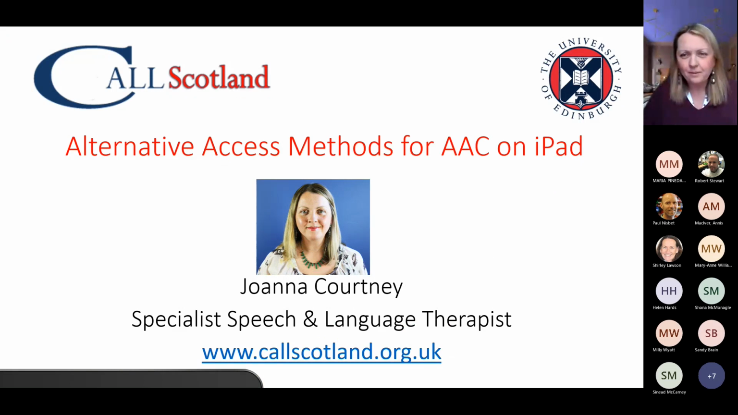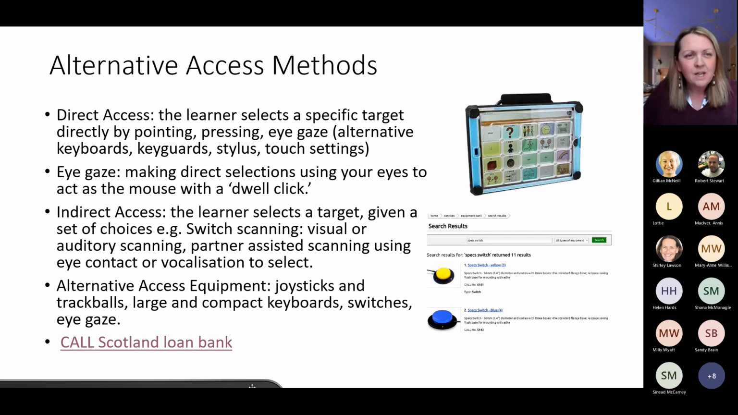So we're going to be talking about alternative access methods for AAC on the iPad. So the first thing I thought we'd go into is what are alternative access methods? There are three different types of alternative access. Direct access, in which the learner's selecting a specific target directly by either pointing, pressing, eye gaze, or using alternative keyboards, keyguards, styluses of various types, or touch settings. Eye gaze, making direct selections with your eyes, using your eyes to act as the mouse.